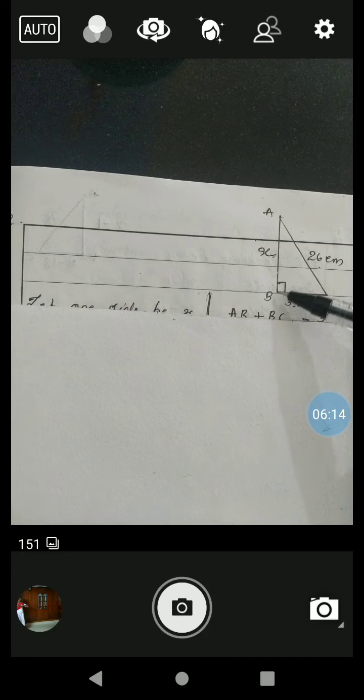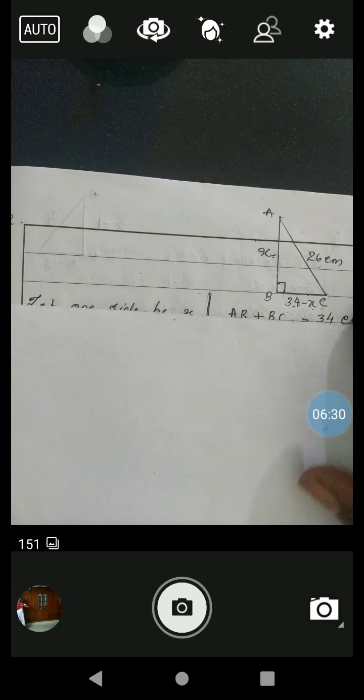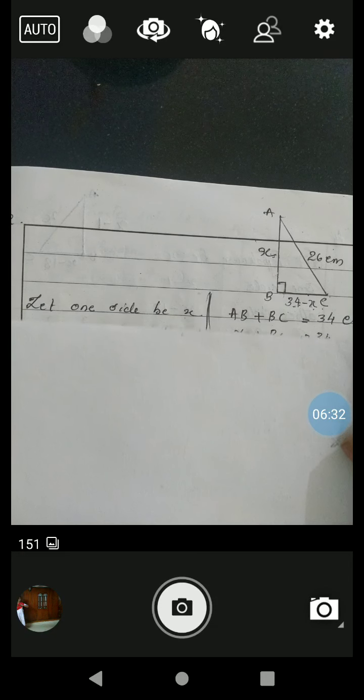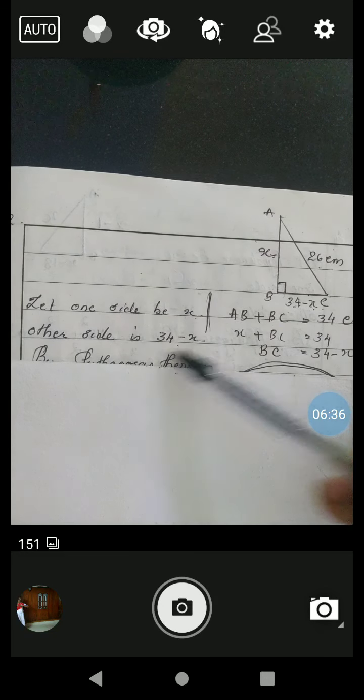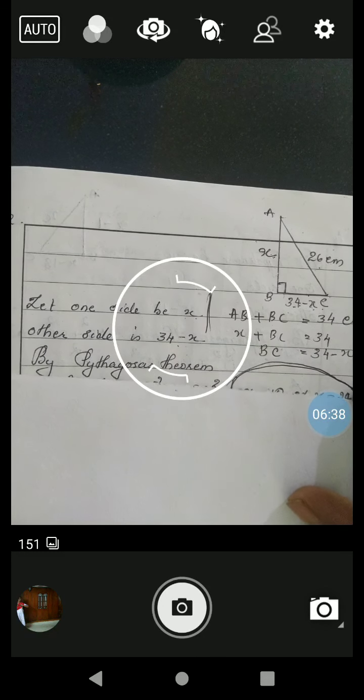Here, which theorem can we apply? It is a right angle triangle. Now you can see three sides are there. And we know hypotenuse square is equal to the sum of the squares of the other two sides. That means Pythagoras theorem again we can apply here. So, let one side be x. The other side is 34 minus x.